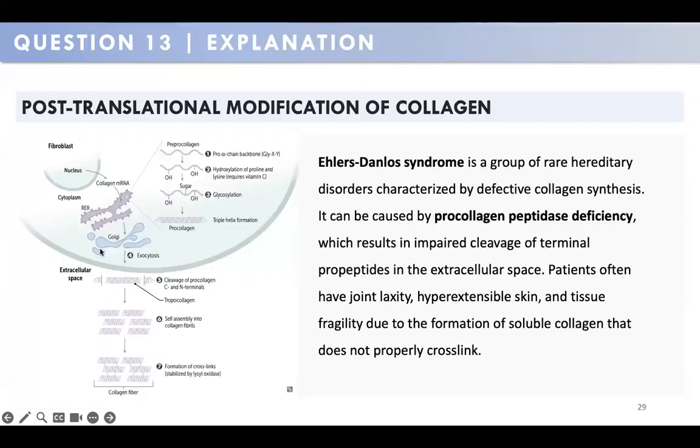Looking at the diagram here, you can see clearly the processes that occur inside the cell and outside of the cell. Inside the cell, in the rough endoplasmic reticulum, we have the first three steps: pro-alpha chain backbone synthesis, hydroxylation of proline and lysine, and glycosylation. Then we have triple helix formation. All of these steps occur within the cell. After exocytosis, we have the cleavage of the procollagen C and N-termini, and that was the answer. Is that clear?